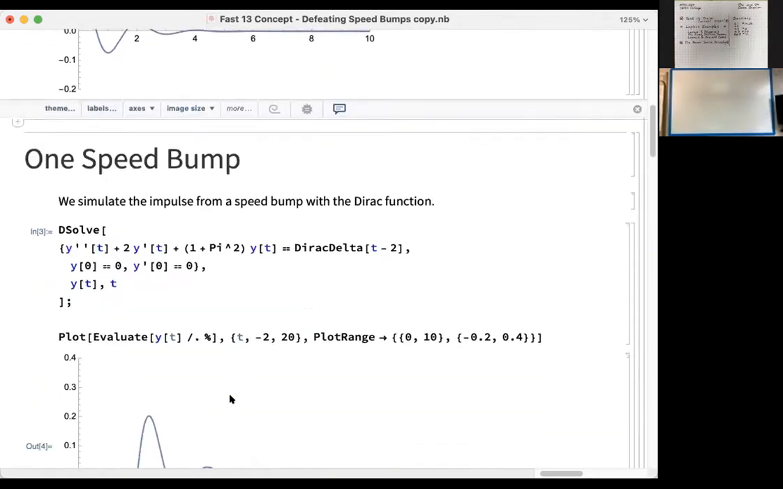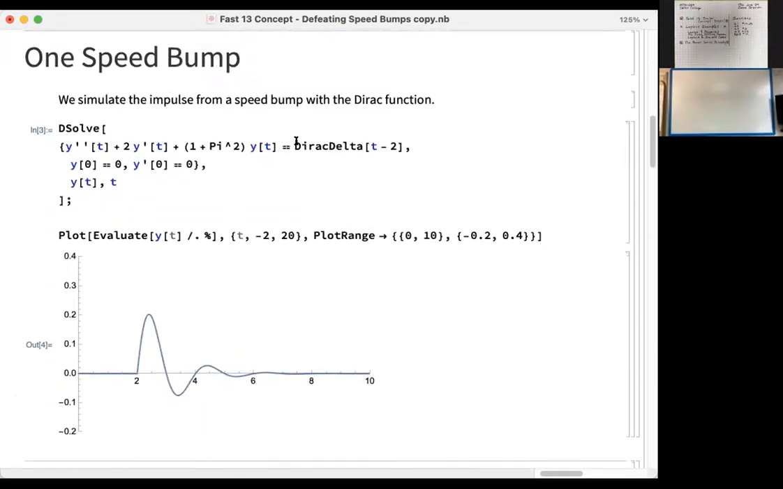So let's model one speed bump. This is the thing you have not seen yet. And this is the impulse function that we've hinted at, the hammer blow, so to speak. The function is called the Dirac function in physics and mathematics, and it's implemented in Mathematica with the function DiracDelta. So here, I just changed the equation by adding a speed bump at 2 seconds. Car is driving along, hits the speed bump at 2 seconds, goes through its little oscillation, quickly returns to normal. Do you see, start at 2, repeat at 4, repeat at 6, okay?